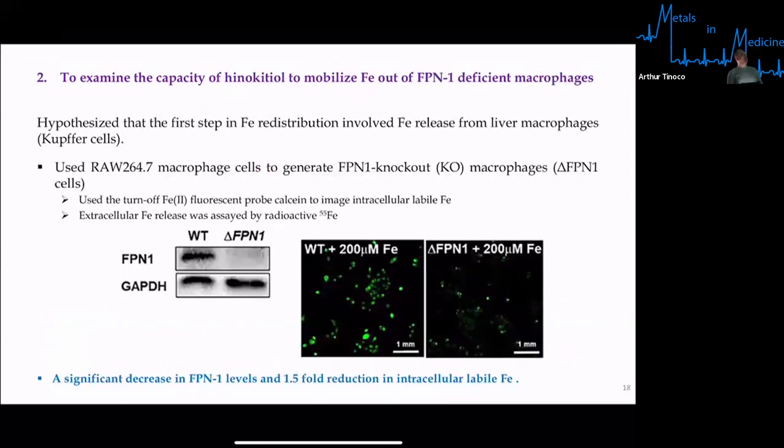All right. So now the next thing, to examine the capacity of the ligand to mobilize iron out of the ferroportin 1 deficient macrophages. All right. So now we moved away from the animal model. We're going to look specifically at these liver cells. Okay. And the liver cells of that are the macrophages, so these white blood cells. And so they refer to them as the Kupffer cells. Okay.